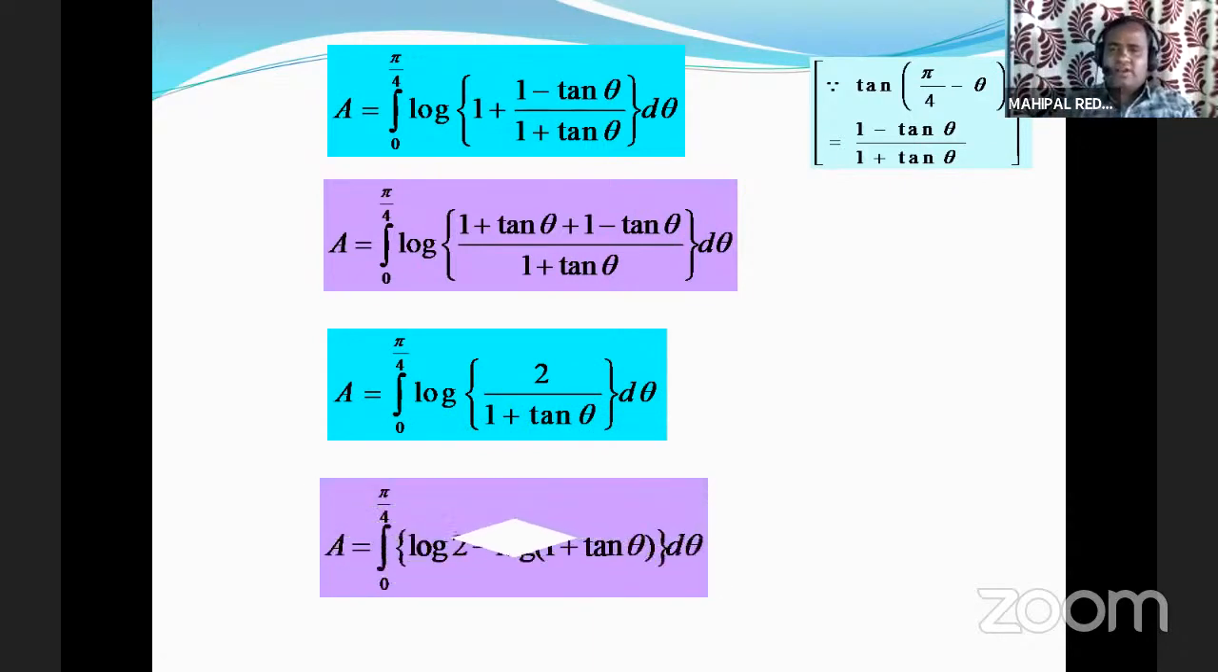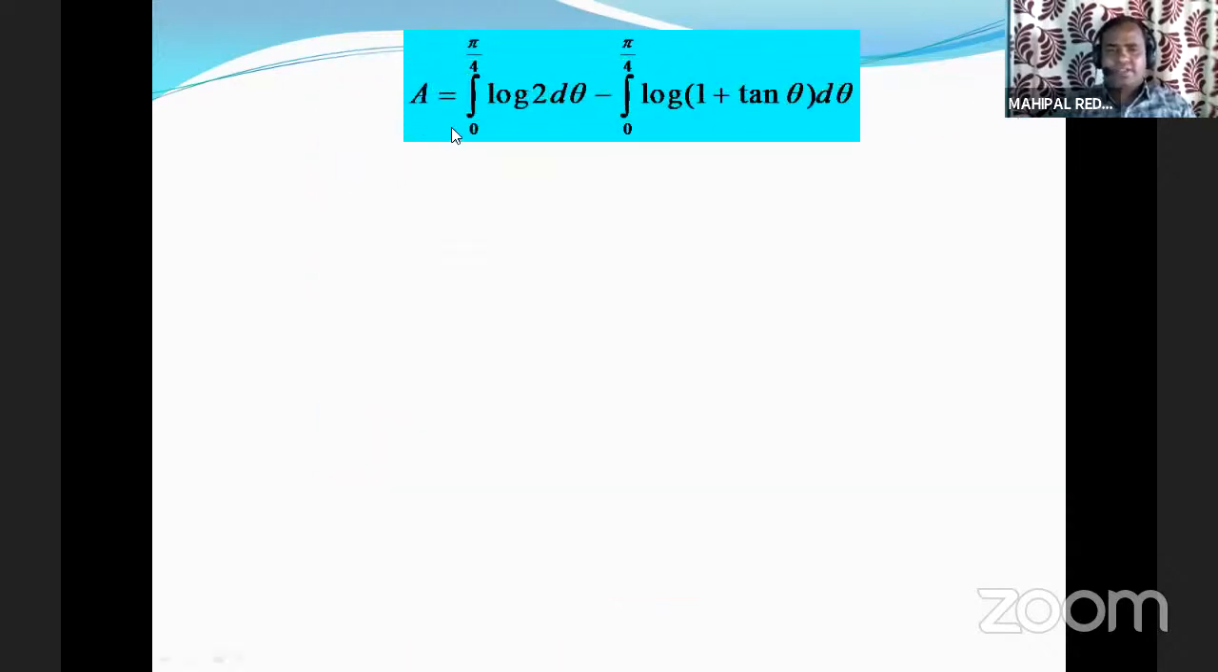Again, this is of the form log a by b, log a minus log b: log 2 minus log of 1 plus tan theta. So writing the integration individually, A equals integration 0 to pi by 4 log 2 d theta minus integration 0 to pi by 4 log of 1 plus tan theta d theta. From equation 1, this total value is capital A only.